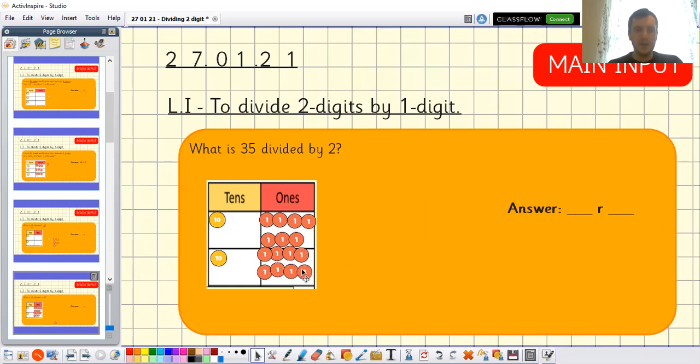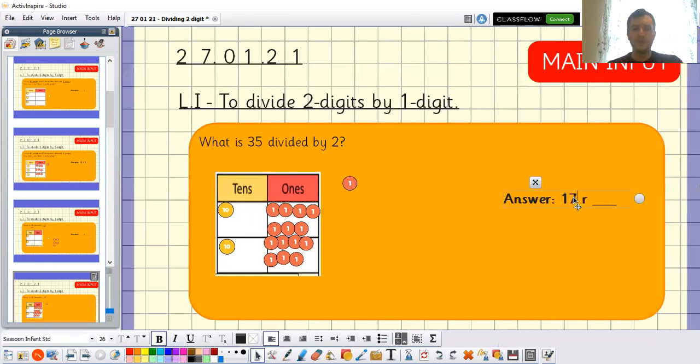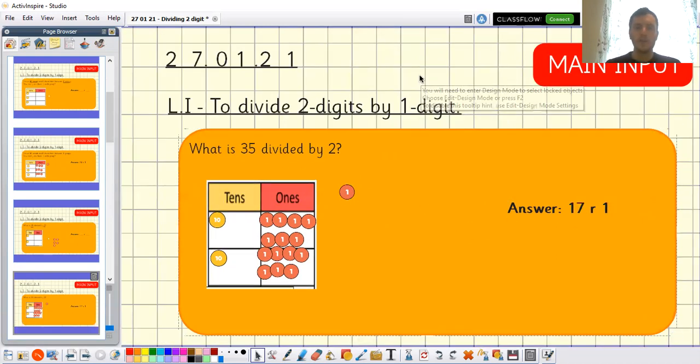Now I can't put that into either group because it won't be fair, it won't be equal. So I've got to leave that spare. And that tells us our answer now. How many in each group and how many left over? There is 1 ten and 7 ones. That makes 17. And there is 1 left over. So we have the answer of 17, remainder 1.